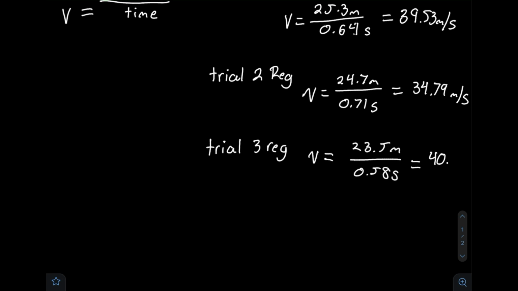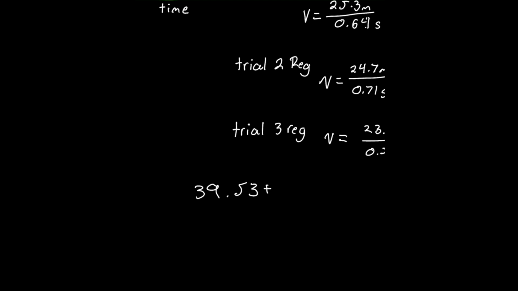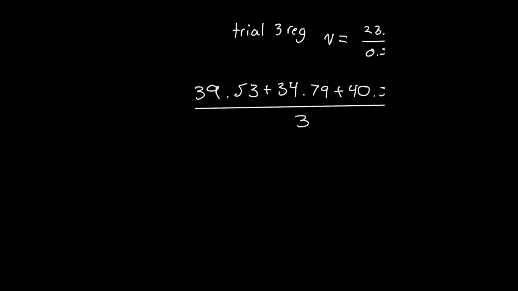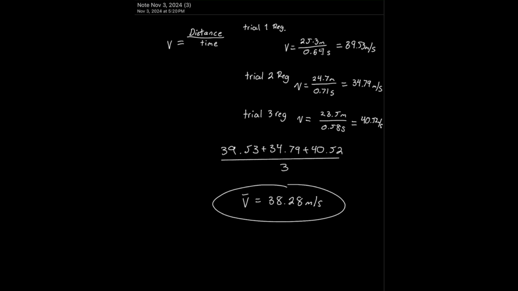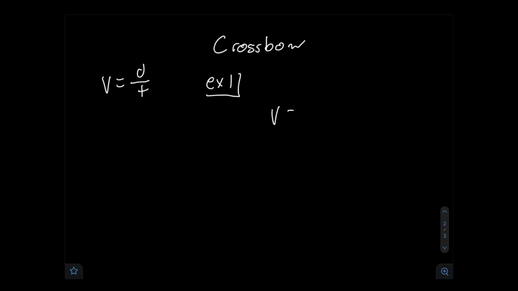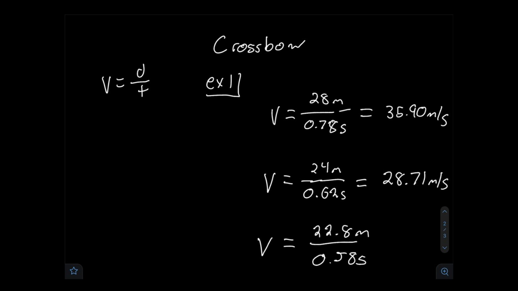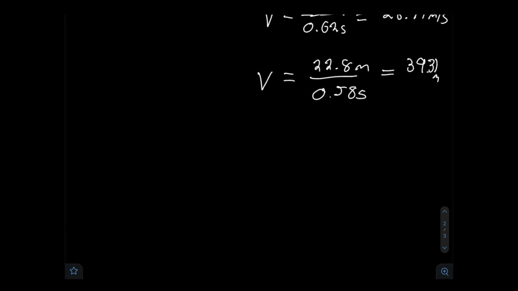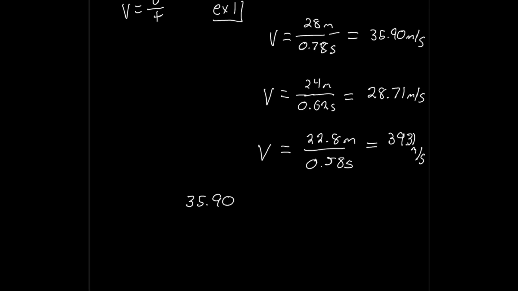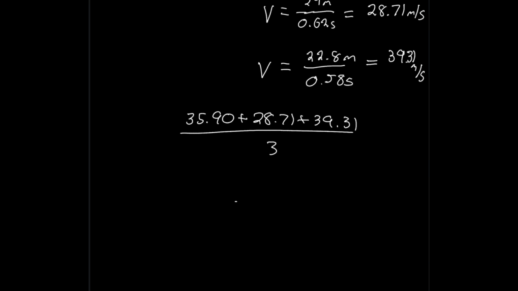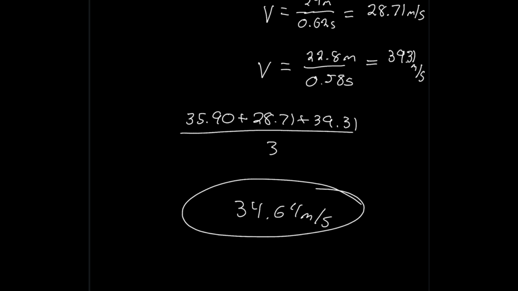To get the average velocity, we add them up and divide by 3. So the average velocity of a bow and arrow is 38.28 meters per second. We do the exact same for the crossbow with an arrow. So for trial 1, I got 35.90 meters per second. Trial 2 got me 28.71 meters per second. And trial 3 is 39.31 meters per second. Adding these all up and dividing by 3, my average velocity is 34.64 meters per second.